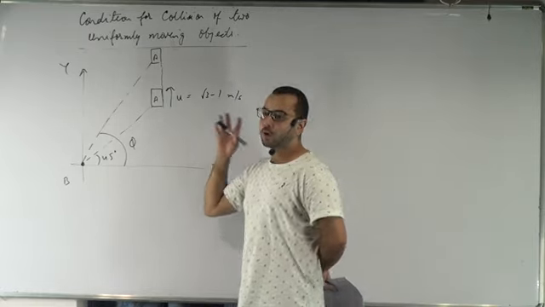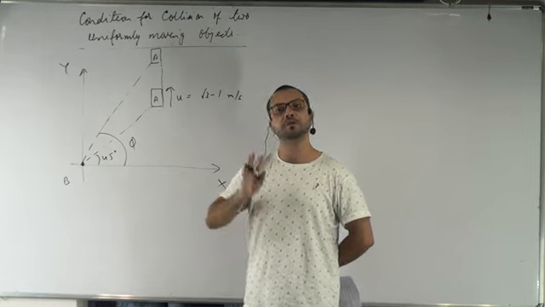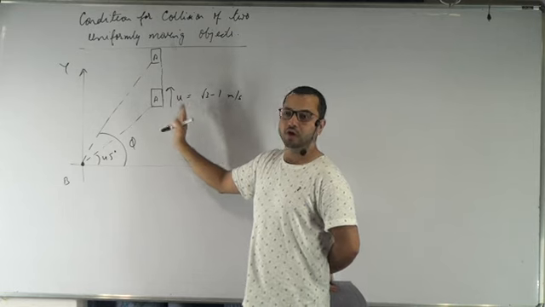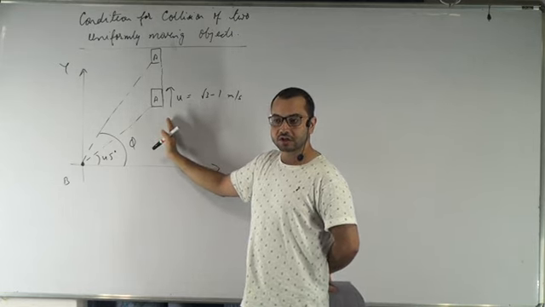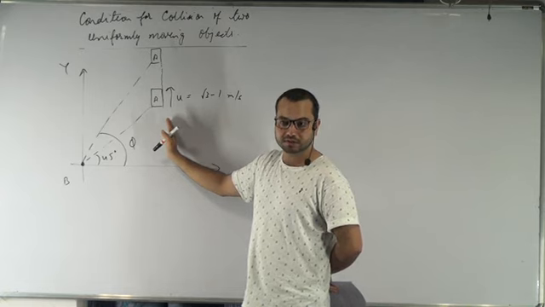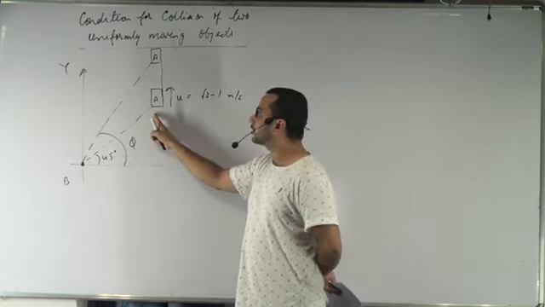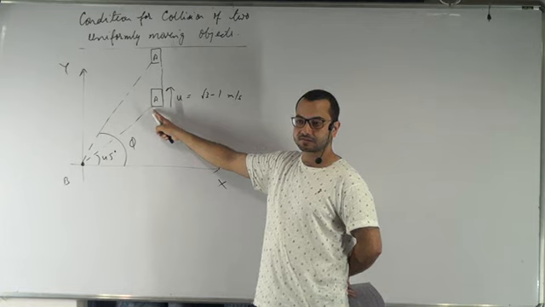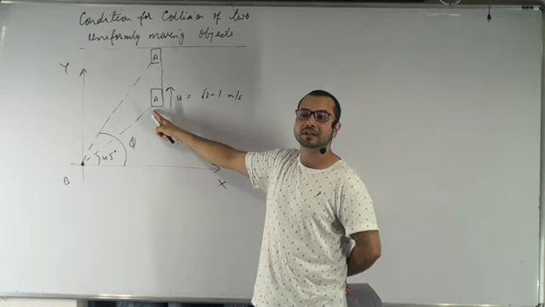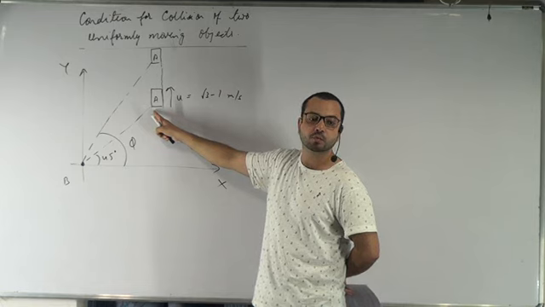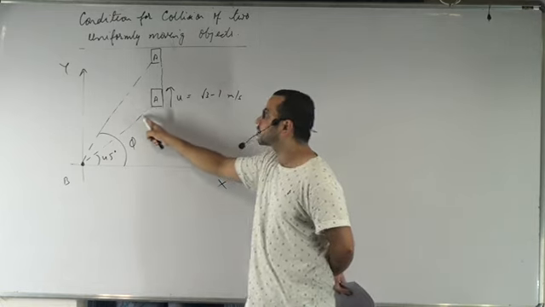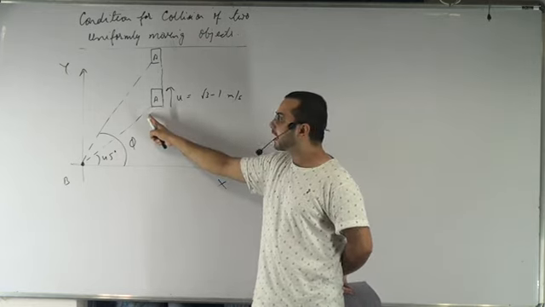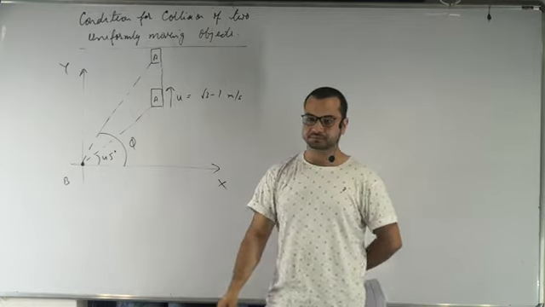What did we say? If two particles are going to collide and they're moving with uniform velocity, is that happening? Yes. So what did we say? That the relative velocity should be along the line joining the two particles. So when B is here, A is here, this is the line joining the two particles. And what did we say? The relative velocity should be along the line joining the two particles. So this should be the direction of the relative velocity. Correct? So what is the angle it is making with the x-axis? 45 degree.